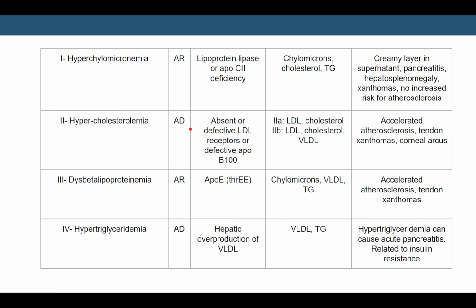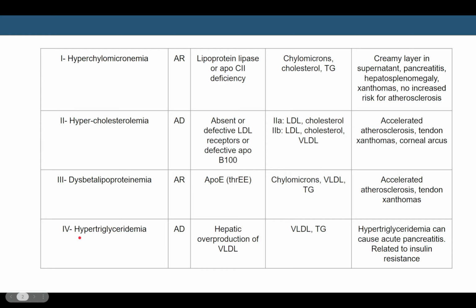So to get started, you have to know the names of these. So the first one is hyperchylomicronemia. This is type 1. Hypercholesterolemia. This is type 2. Beta lipoproteinemia. This is type 3. And you have hypertriglyceridemia. This is type 4.